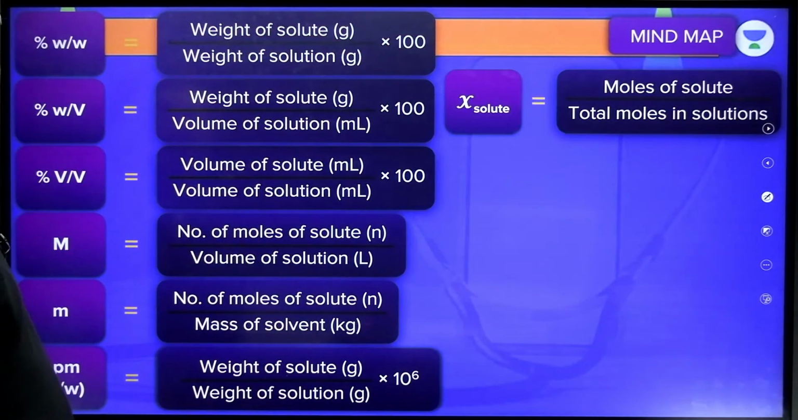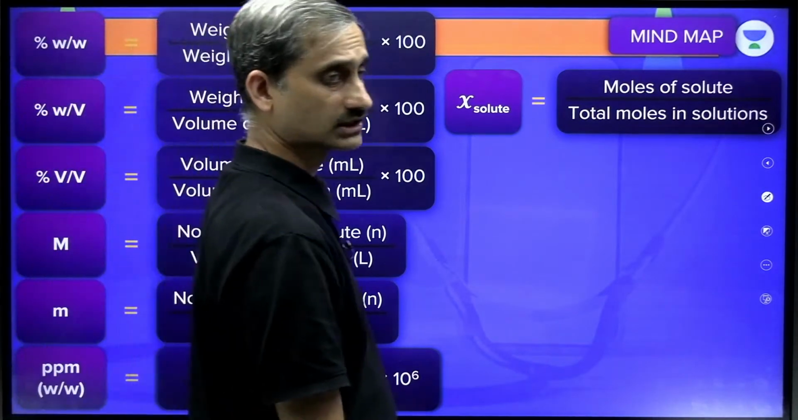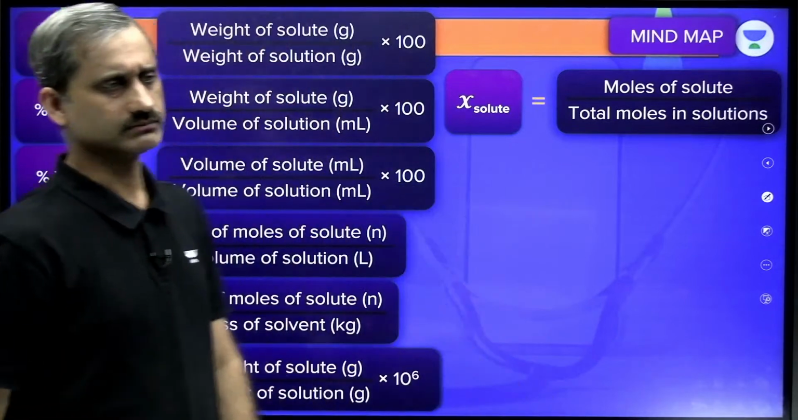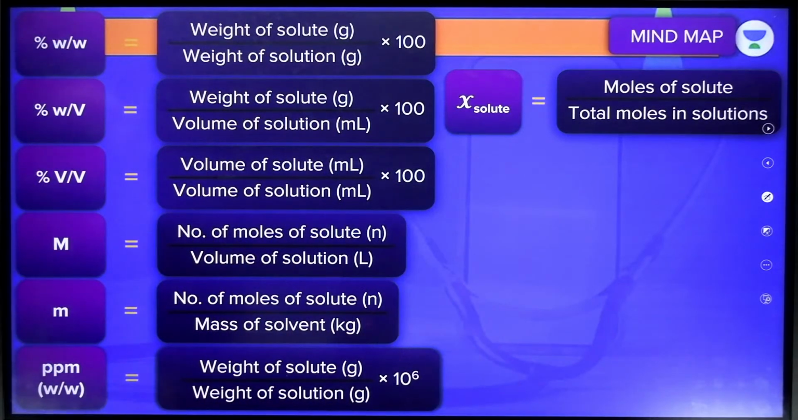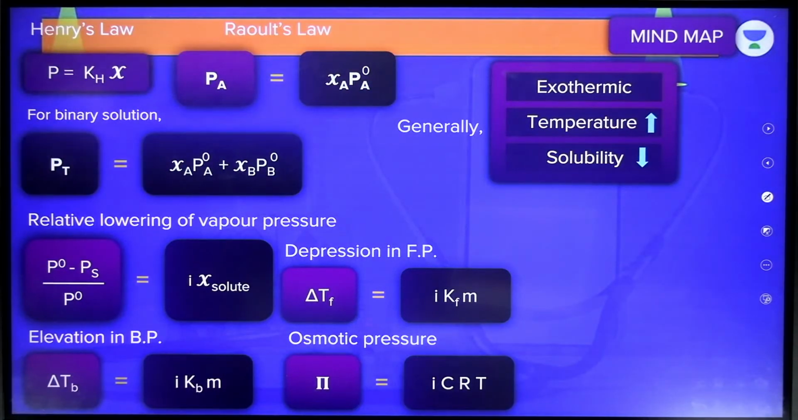Okay, so these are the various concentration units. You can simply take a screenshot. I'll just go out of the frame. You can just take a screenshot of this, the mind map. And then we have the Raoult's law, the positive deviation, negative deviation, and the various values.